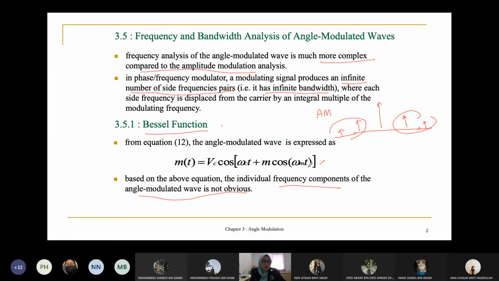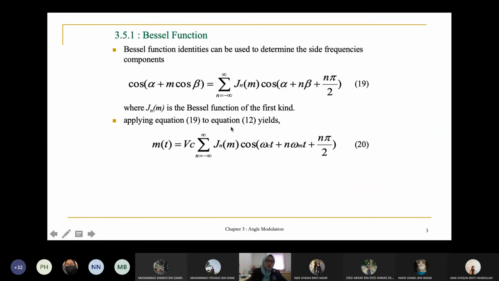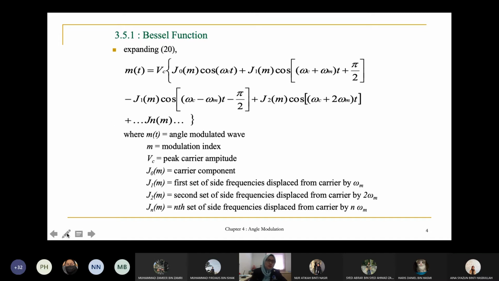In order to know how many sidebands, we need to come up with a new equation based on the Bessel function. This is the derivation. You can try to derive this, just follow it and you will get this expanded equation. Usually we just use this expanded equation. This one you need to remember.